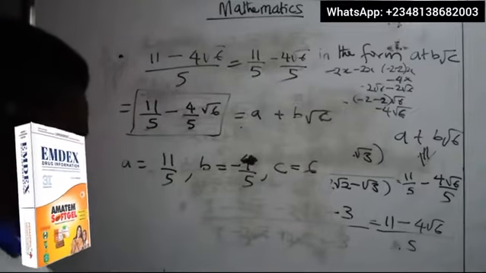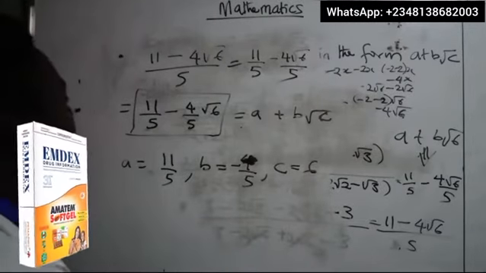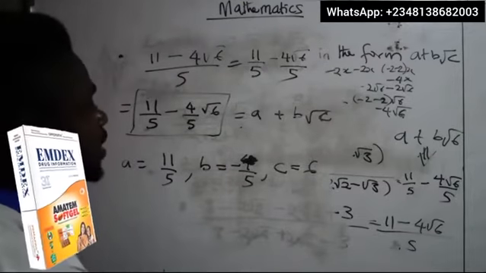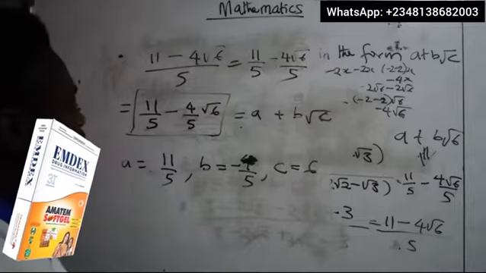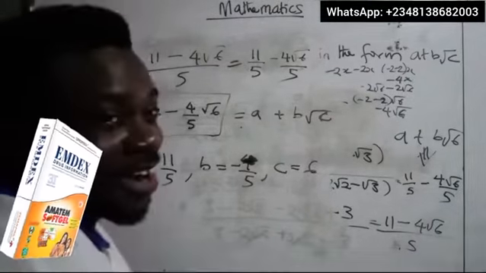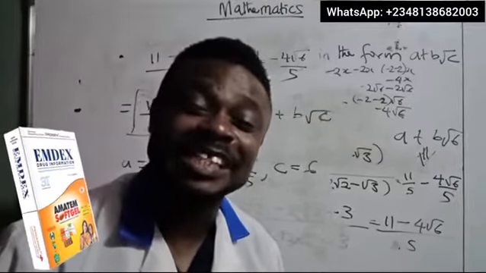So to express this in this form, this is the answer: 11 over 5 minus 4 over 5 root 6.